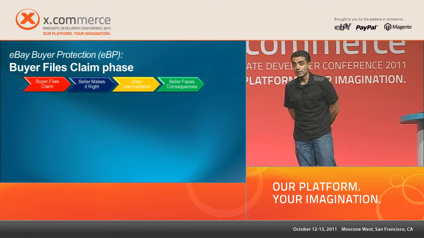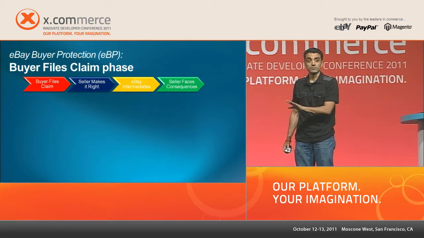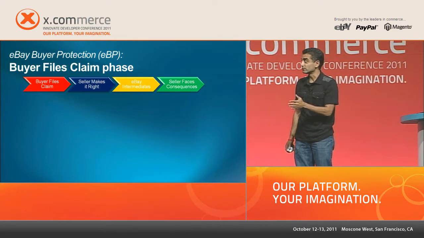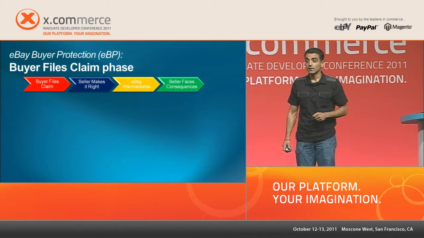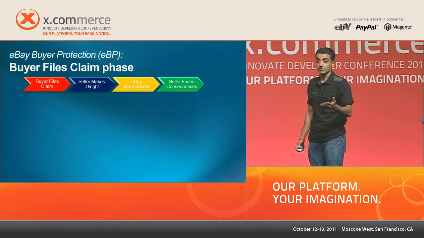So the eBay Buyer Protection Program is both a policy as well as a kind of claim system. It has a set of phases that I'm going to walk you through. The first phase or step in the program is really the buyer filing a claim.